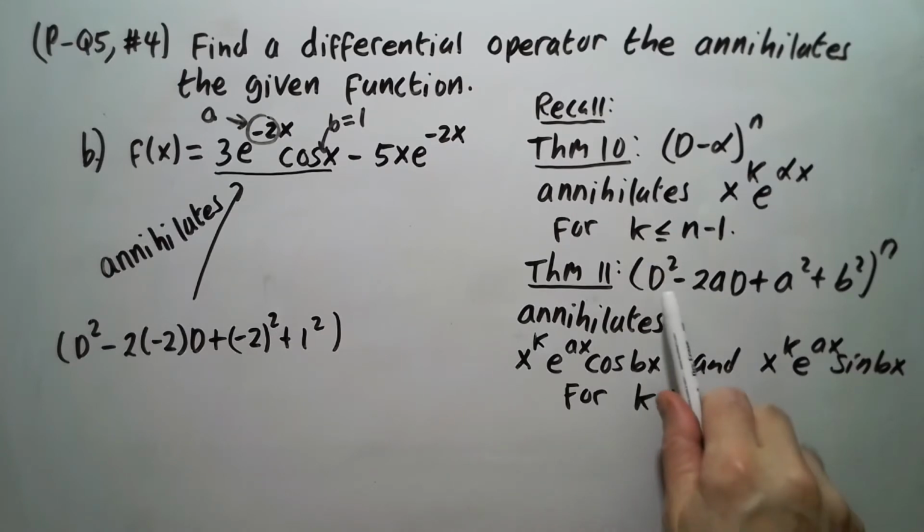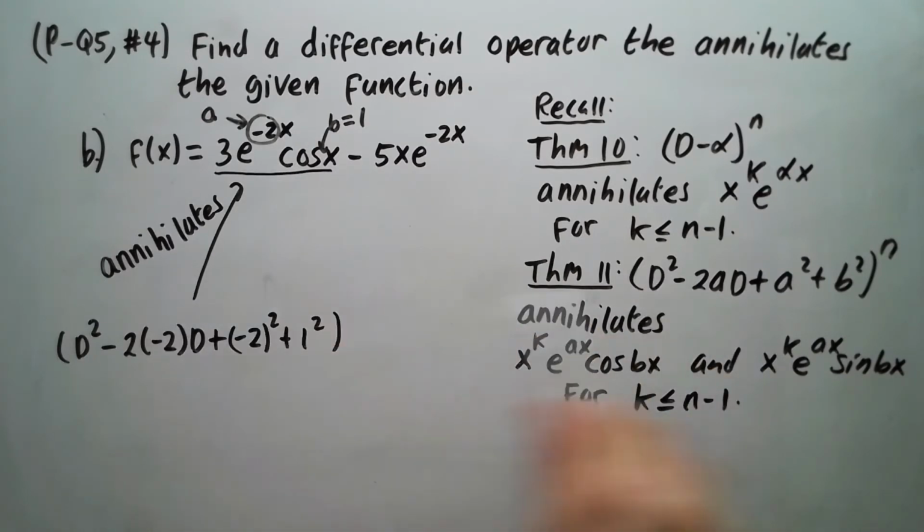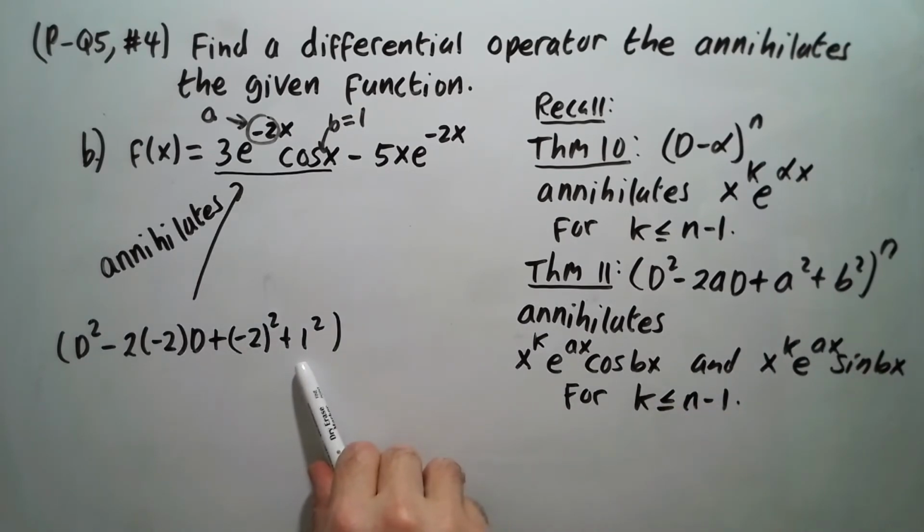So plugging into this, then it'll be D squared minus 2a D, where a is minus 2, plus a squared, which is negative 2 squared, plus b squared, so 1 squared, to the first power.